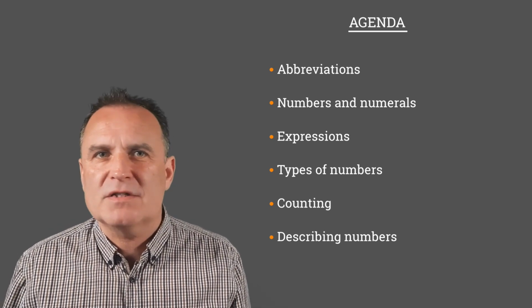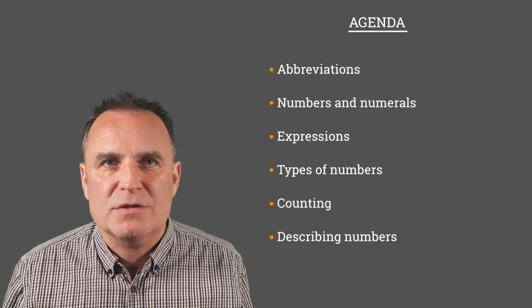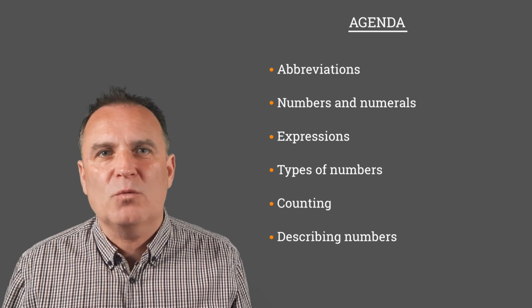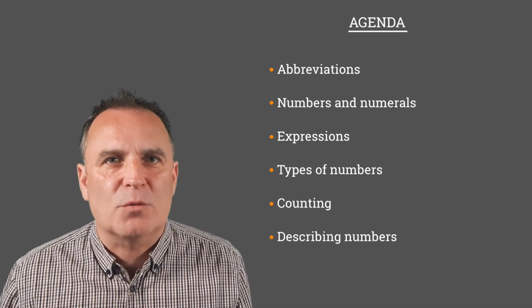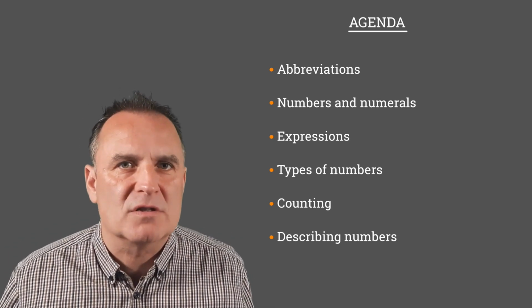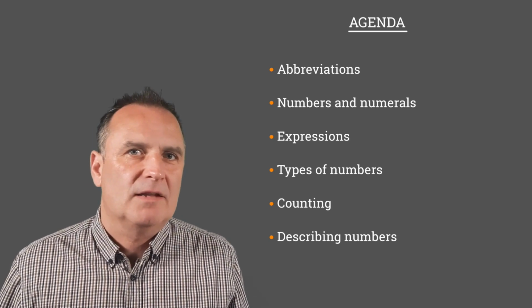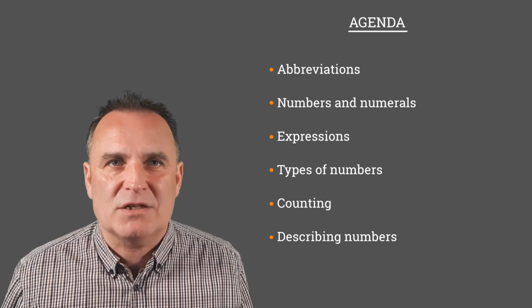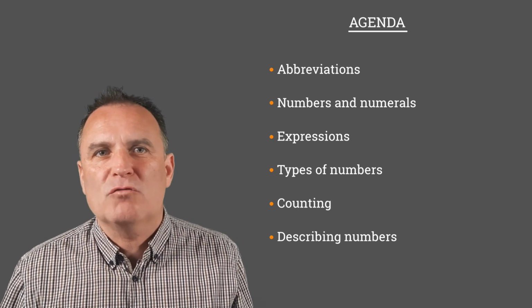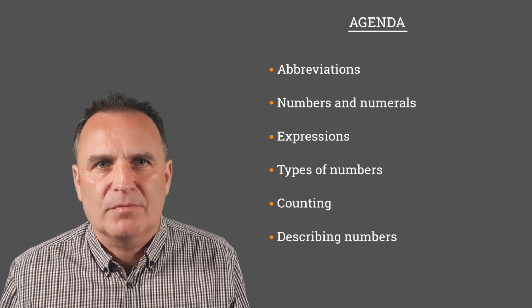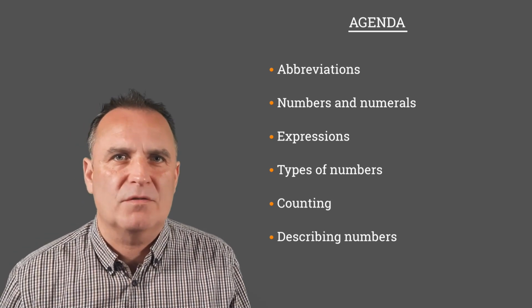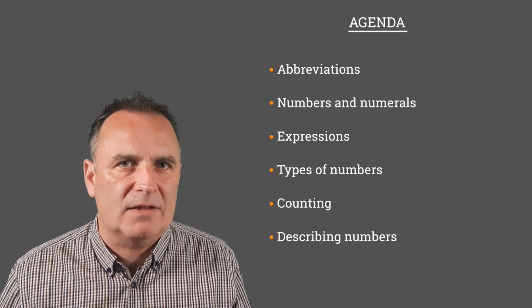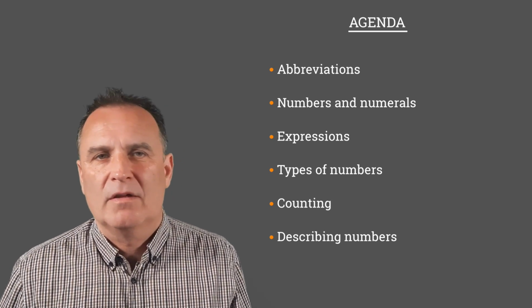So we're going to cover some abbreviations that we use, and also we're going to look at the different words that we have for numbers and numerals in general. Then we'll look at some different idiomatic phrases, some expressions, and we'll run through the types of numbers. There's a bunch of different types of numbers mathematically and in the different ways that we use them.